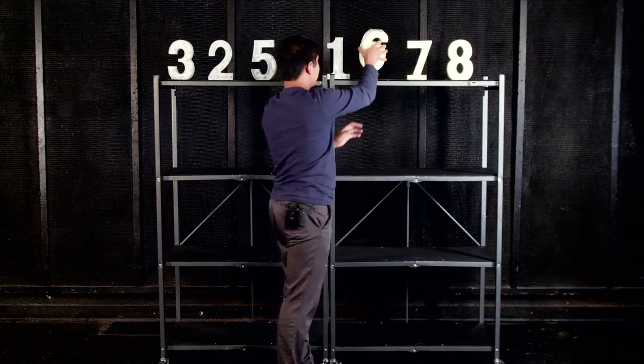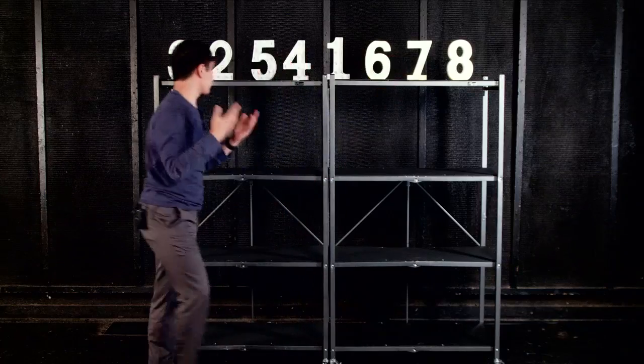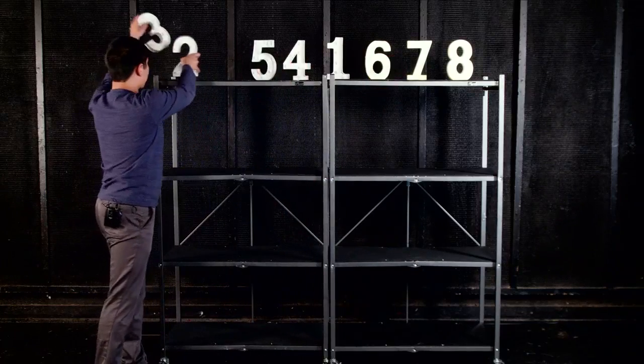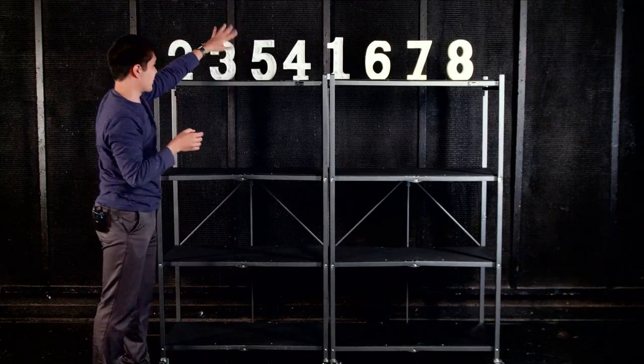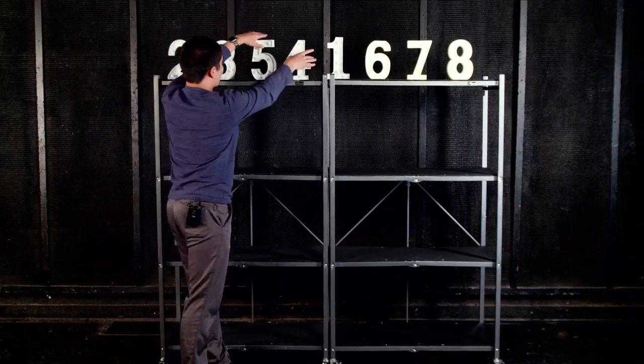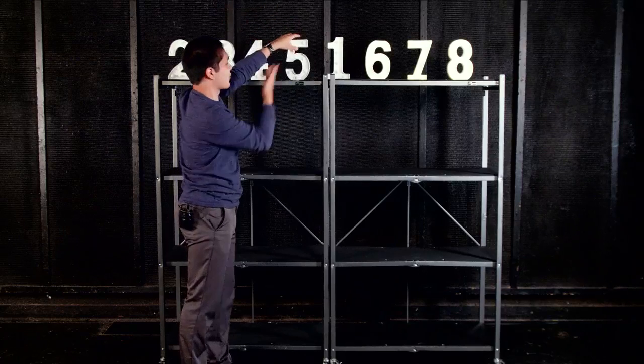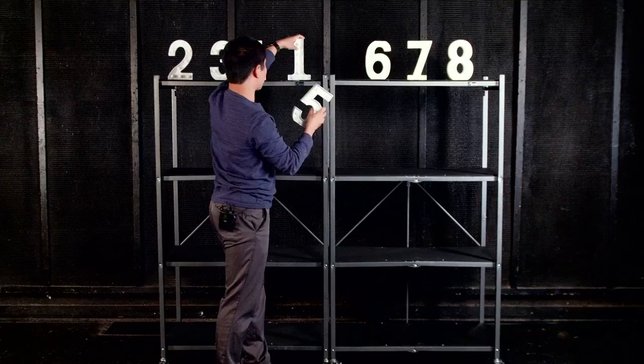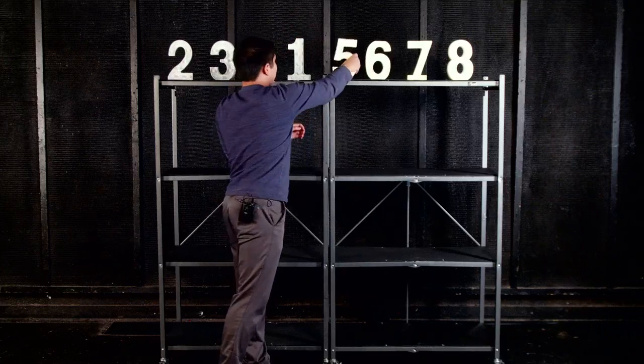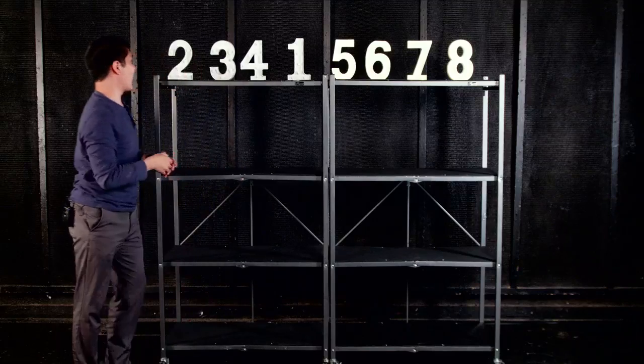And now the 6, that I can say is in its correct position. And I'll repeat it again. The 3 and the 2 are out of order, so those get switched. The 3 and the 5 are OK. The 5 and the 4 are out of order, so those get switched. And then the 5 and the 1 need to be switched as well. So there's the 5 in sorted position. And now I'm left with these 4.